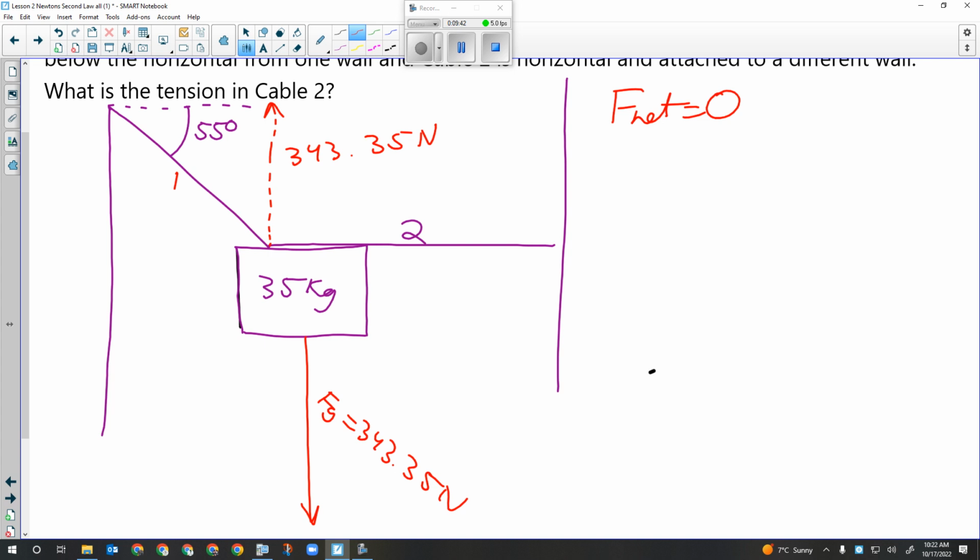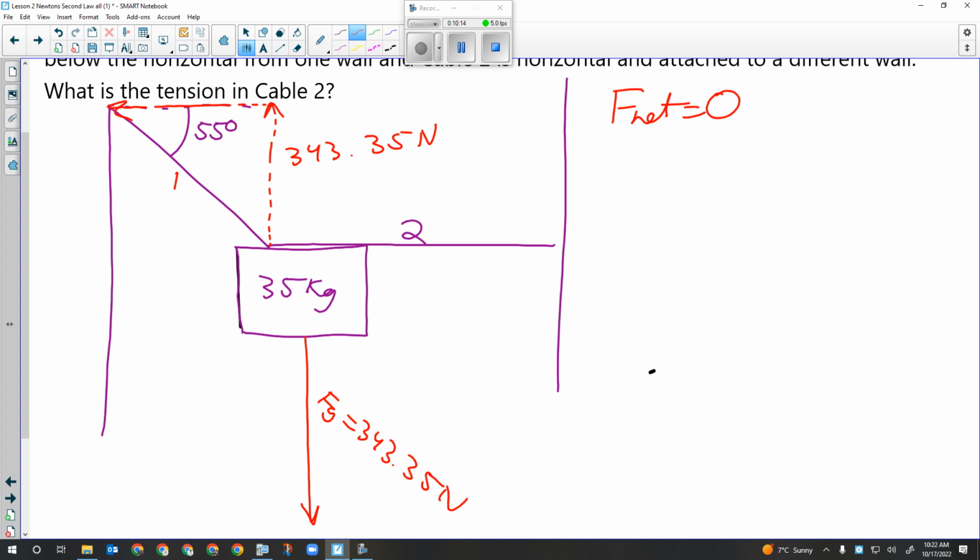Okay, I now have a triangle, I know an angle, and I know a side. Can I find out all the other sides? Yes. Okay. How will that help me get the tension in cable 2? You find cable 1 and then you do the opposite of net force, so it wouldn't be. Do I find cable 1 or do I find the horizontal component of cable 1? Horizontal. The horizontal component.